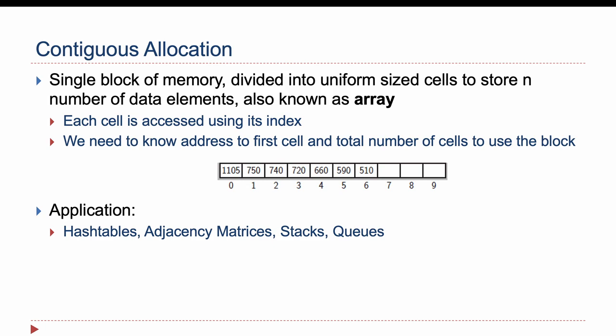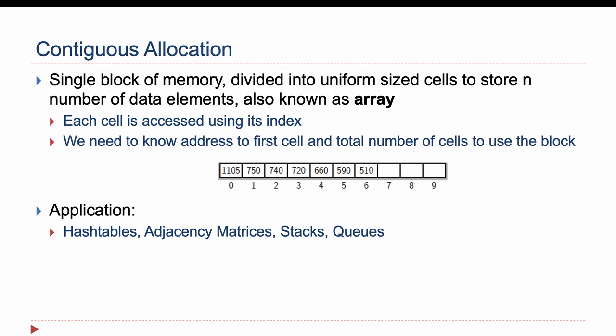This block of memory is also known as an array. Each cell in the array is accessed using its index, and we need to know the address of the first cell and the total number of cells to use the block. Now let's discuss the advantages of contiguous allocation. First of all, it's simple and easy to implement.